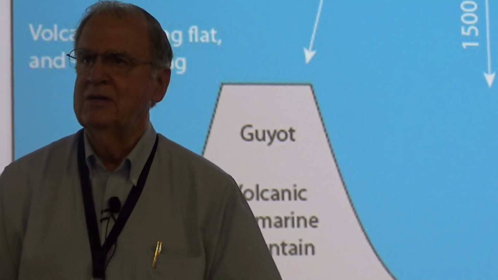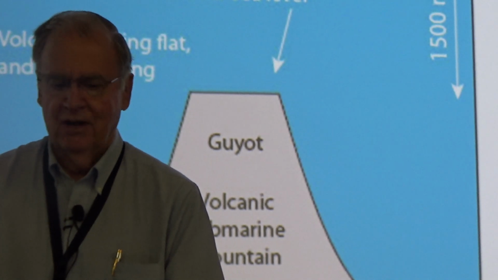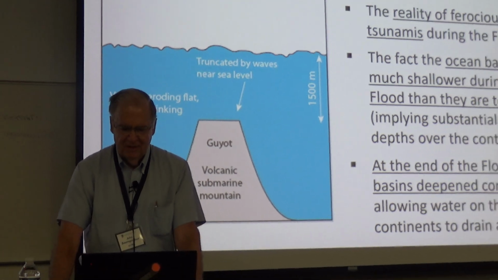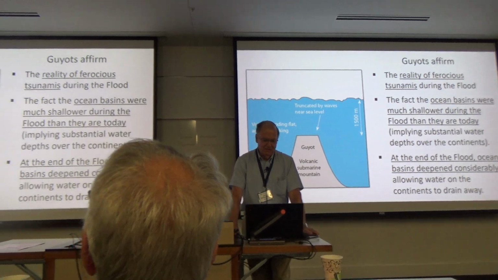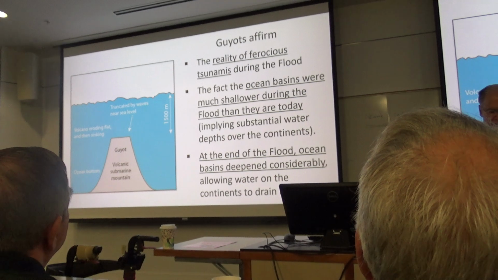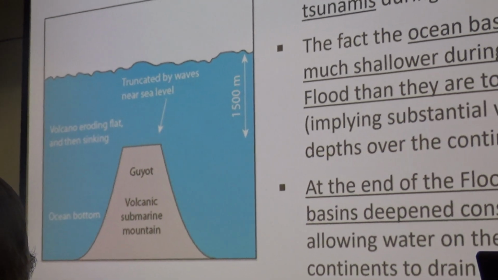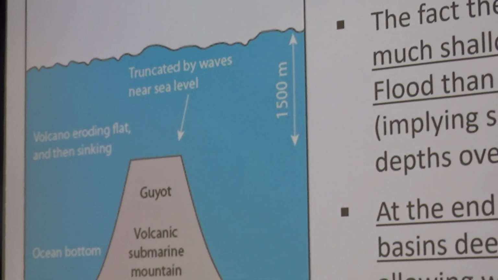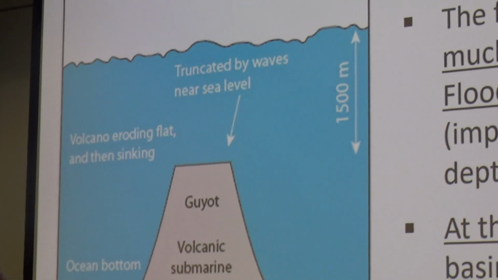When the ocean bottom is elevated and the ocean volume stays the same, that's going to push a lot of water up over the continents. And the fact that these guyots are now 1,000 feet or more below sea level indicates that at the end of the flood, ocean basins deepened considerably, allowing water on the continents to drain back into the ocean basins. So these guyots are important indicators of those dynamics.